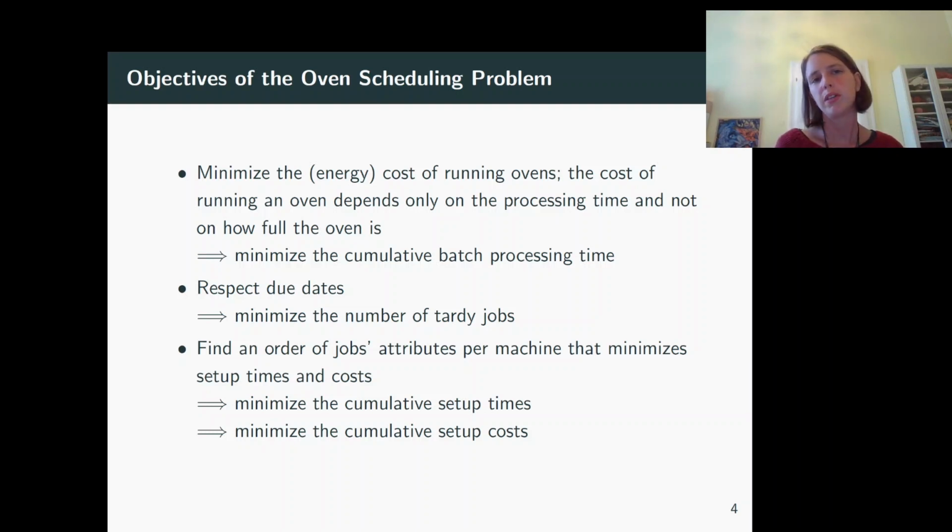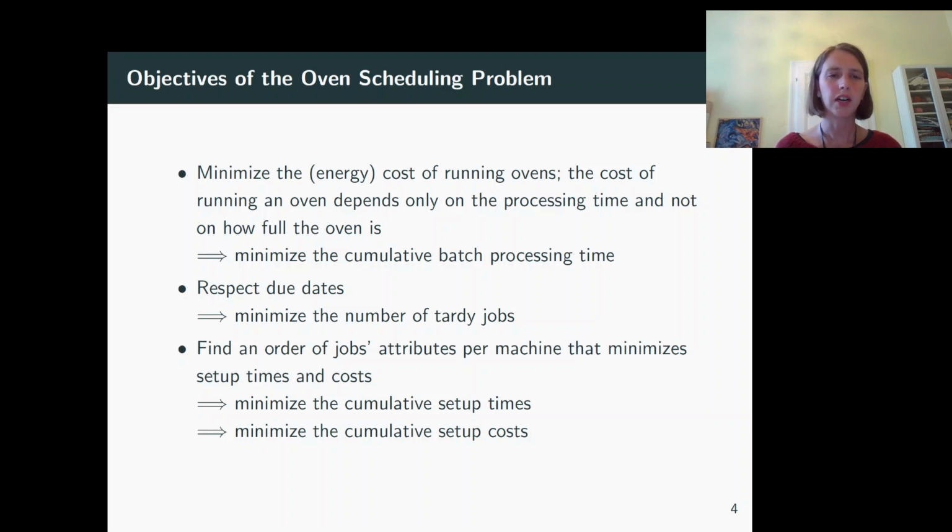First of all, we want to minimize the cost of running ovens. Running an oven does not depend on how full the oven is, it only depends on the processing time. So what we want to do is minimize the cumulative batch processing time. Ideally, we would batch jobs together as much as possible. But at the same time, we also need to respect the jobs' due dates, and there are various ways of doing so. Here in this application, we decided to minimize tardiness by minimizing the total number of tardy jobs.